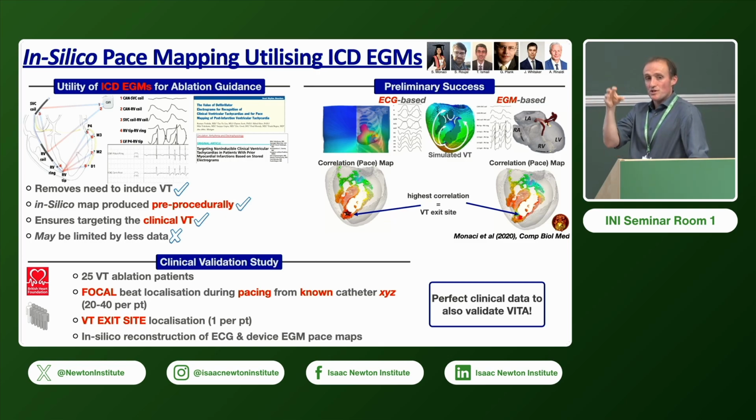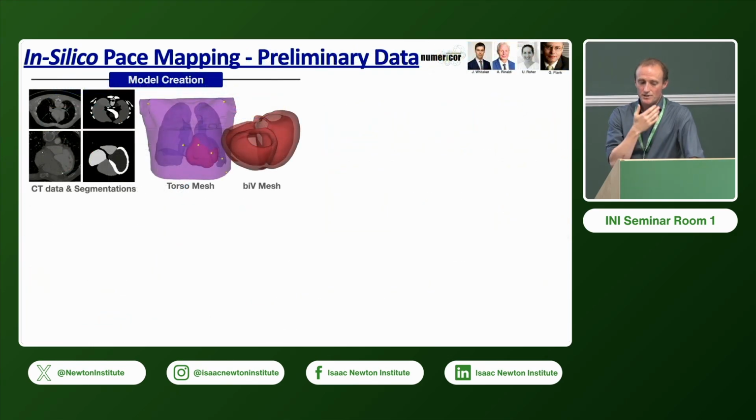But every time they produce a pace map in the clinic, which is what John and Aldo do as part of their procedure, they're acquiring 20 to 40 sites where they know where the catheter is, because the Carto system tells us the exact XYZ of the catheter, and we know the corresponding 12-lead ECG. So we're also going to use our model to see if we can locate these focal-like VTs from the known locations of the catheter, so we get far more data for each patient. We're trying to do it both on the ECG side and the EGM side as well. And luckily, this also provides the perfect data to validate Vita.